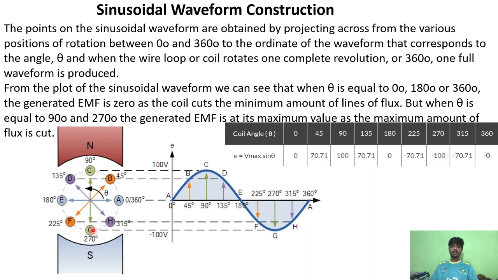From 270, after another quarter rotation, it goes to 360 degrees, so it completes one complete revolution and again produces 0. One complete revolution produces one full waveform. So one 360 degree rotation of the copper coil or wire loop generates a complete sine wave. At 90 degrees and 270 degrees, it produces a peak EMF, and at 0 degrees, 180 degrees, and 360 degrees, it produces zero EMF.